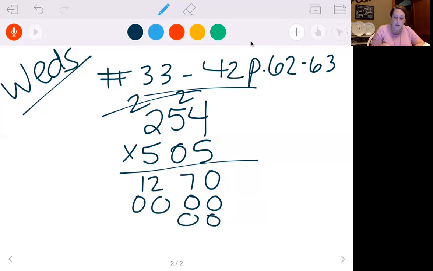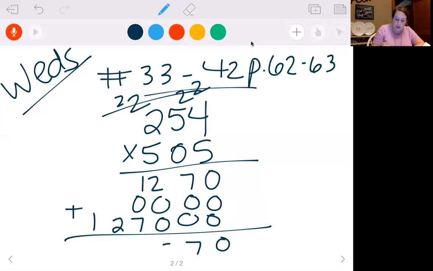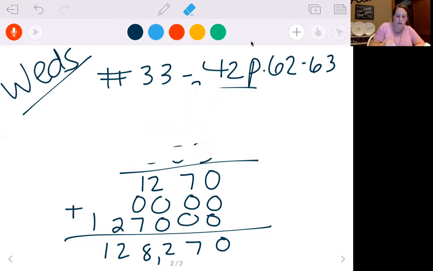2 placeholder zeros. 5 times 4 is 20. Put the 0, carry the 2. 5 times 5 is 25, plus 2 is 27. Put 7, carry the 2. 5 times 2 is 10, plus 2 is 12. So we get 0, 7, 2, 8, 1, 2. 128,270. Let me double check that that is right. Yes, 128,270. I'm going to do one more with you, and then I'll let you go on to your classwork today, which is the review.